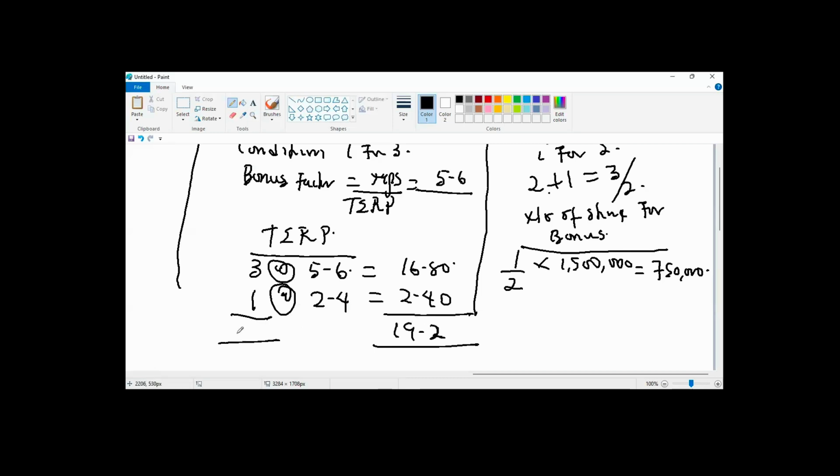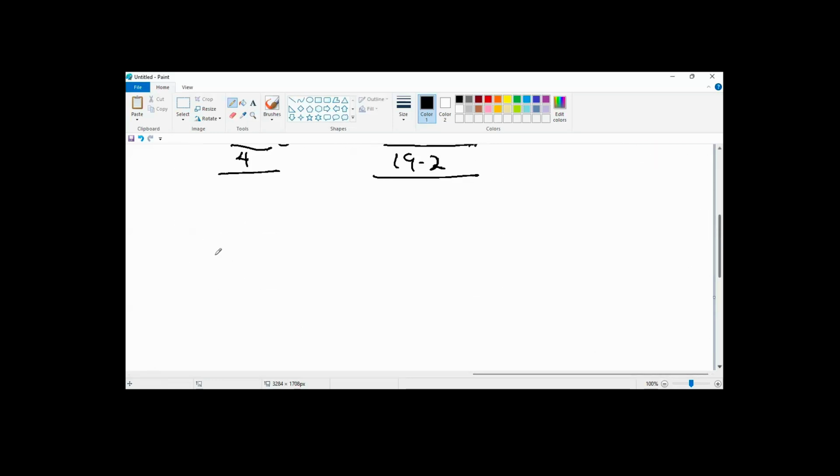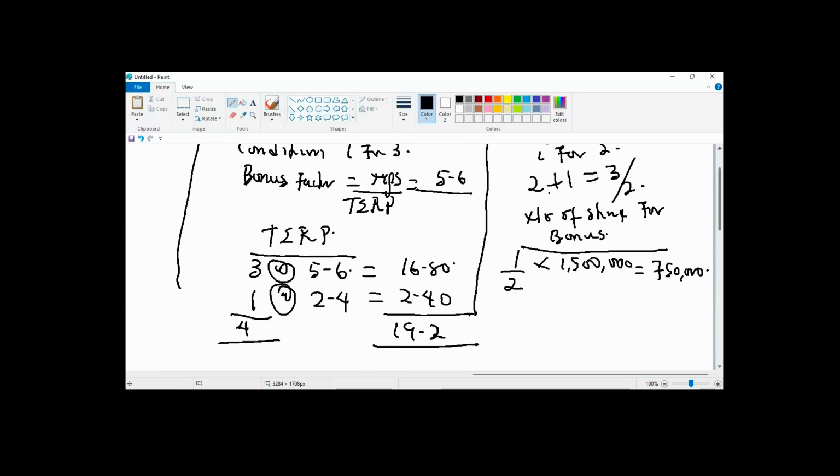Then divide by 4. 19.2 divided by 4 gives the theoretical exercise price of 4.8. So the bonus factor is 5.6 divided by 4.8.